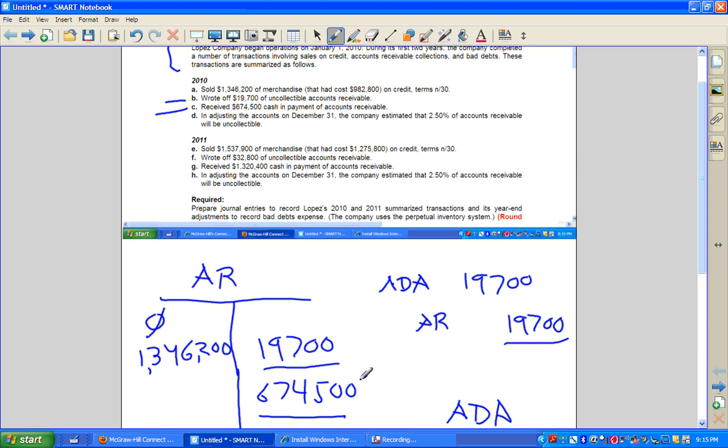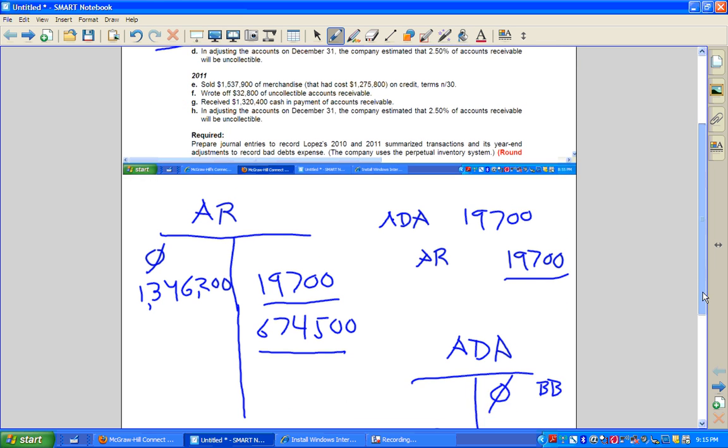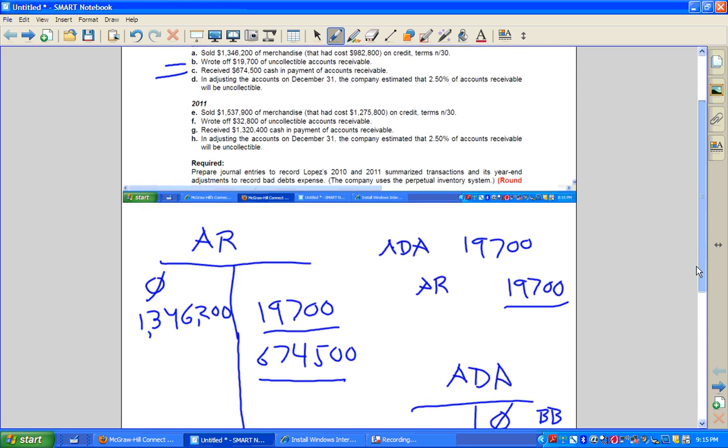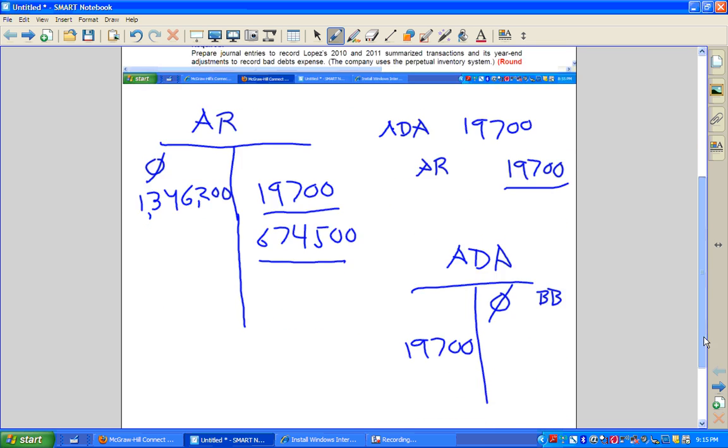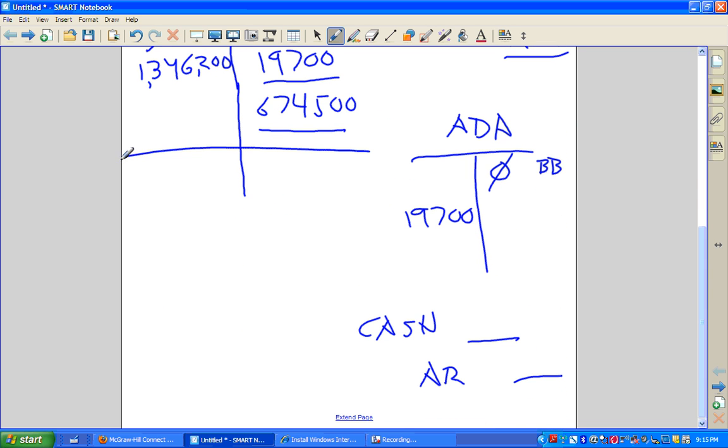So what this means, class, is that before you even get to part D, which is where most people are confused, and notice it's 2.5% is the number we're going to have to remember here. Before we even get to part D, we have to do some math. I'd add up all these and get 1,346,200. I'd add up these two, and I think I get 694,200.